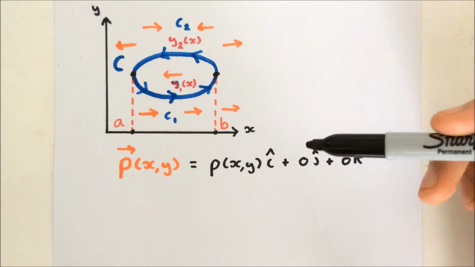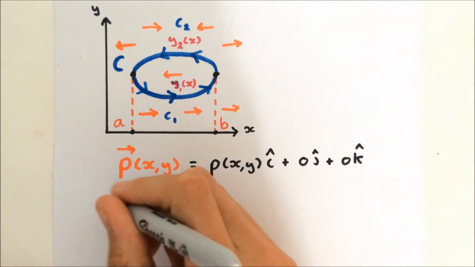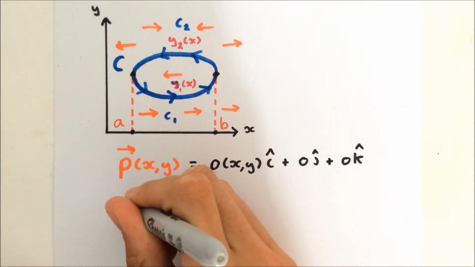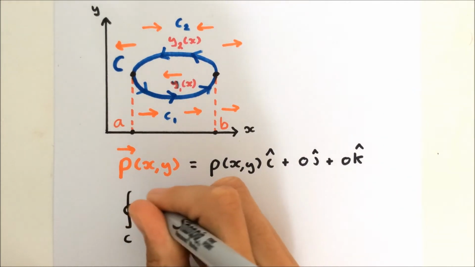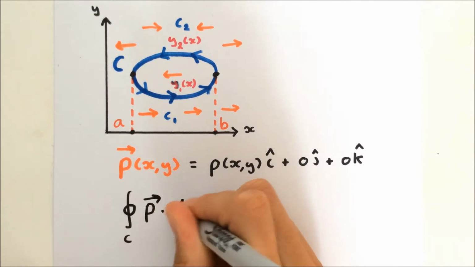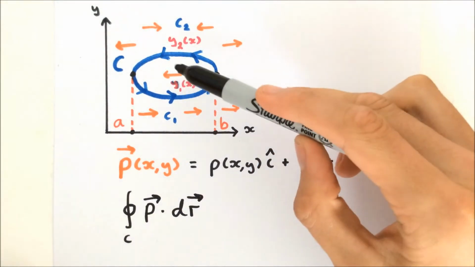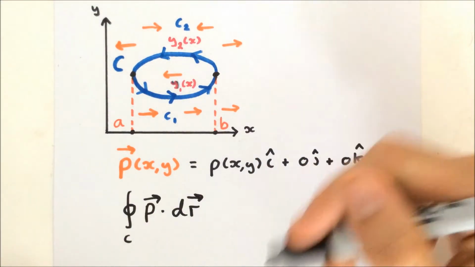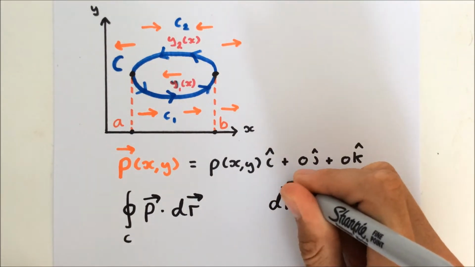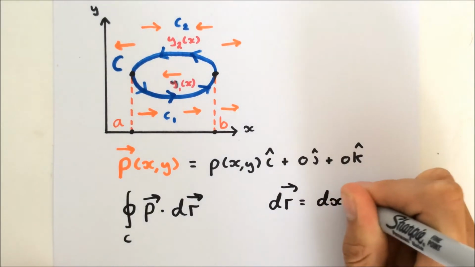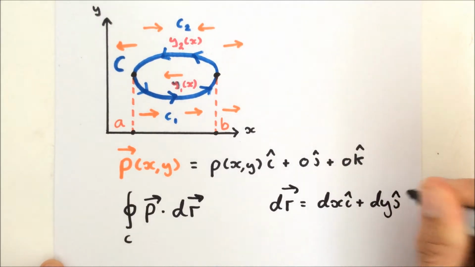So we can compute the line integral of our vector field with our curve. We have a closed loop, so the line integral looks like that, along C of our vector field P dotted with dr, where r is our vector valued function mapping the curve C. Of course, dr can be split into its differential components of x and y, like so.